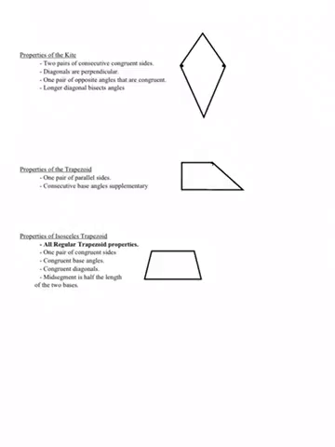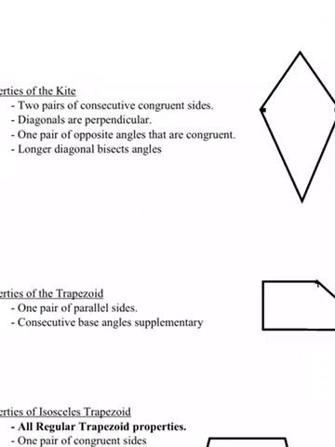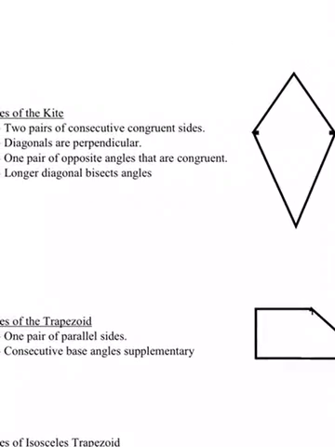All right, so that was all the family of the parallelograms. Now we're going to look at the other shapes that were not part of that family, mainly the kite and the trapezoid. Let me set that up real quick. So we'll start with the kite. 2 pairs of congruent consecutive sides.